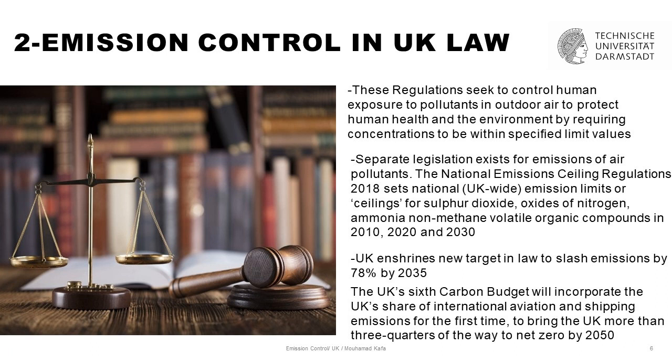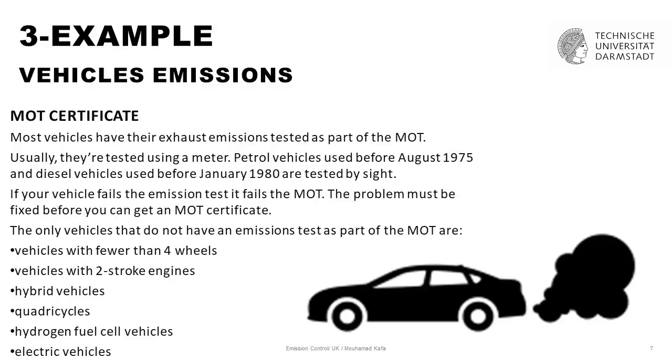The UK ensures a new target in law to slash emissions by 78% by 2035. The UK's sixth carbon budget will incorporate the UK's share of international aviation and shipping emissions for the first time, to bring the UK more than three quarters of the way to net zero by 2050.